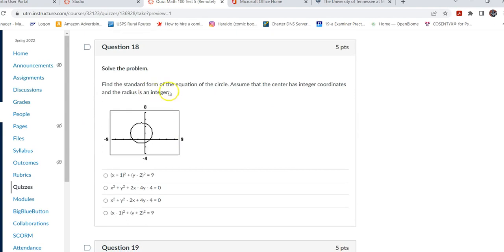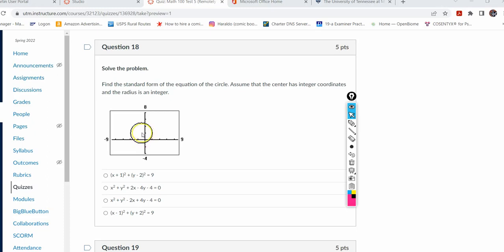All right, find the standard form. Okay, so let me get my pen here. All right, let me do this in red. Okay, I'm thinking that the center, now they want standard form. So these two are not standard form. Standard form is the first or the last, okay? And what do we got here? Let's look at the scale. 2, 4, 6, 8. The scale is 2.